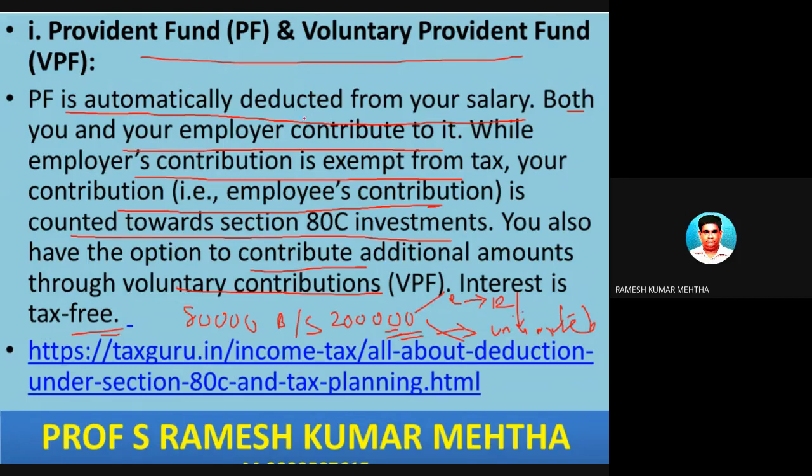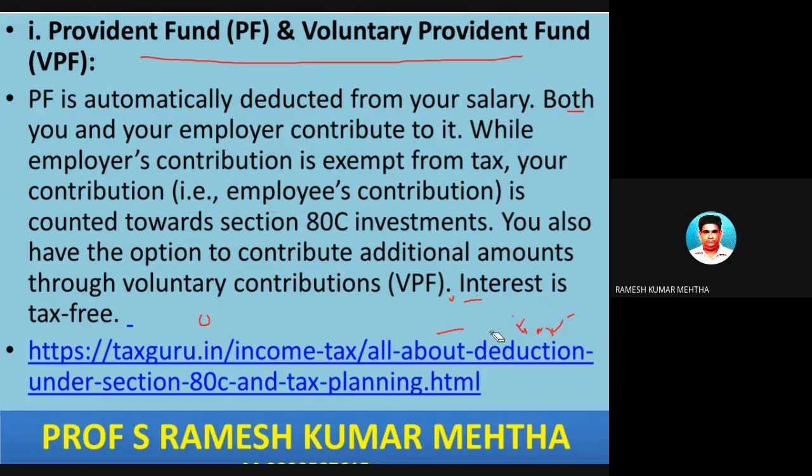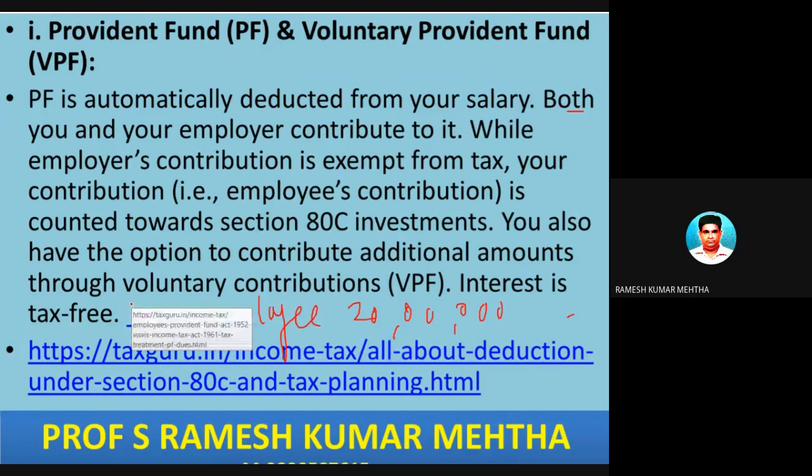For example, the total income of the assessee during the financial year 2019-20 is some 20 lakh rupees, and the employee has contributed to his own provident fund during the whole year, from April 2019 to March 2020. The contribution of the employee towards his own provident fund is some 2 lakh rupees.